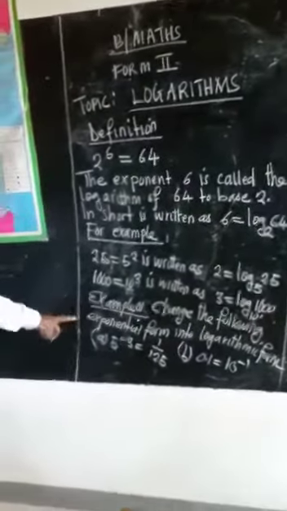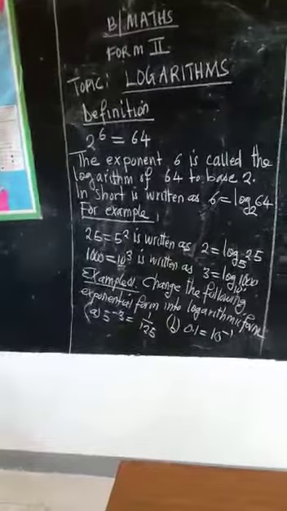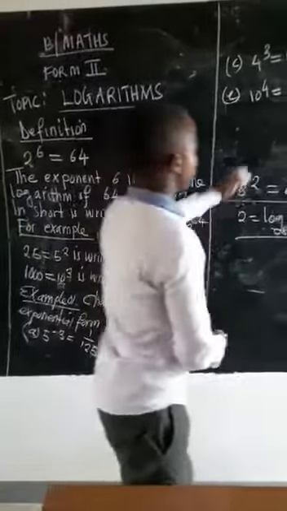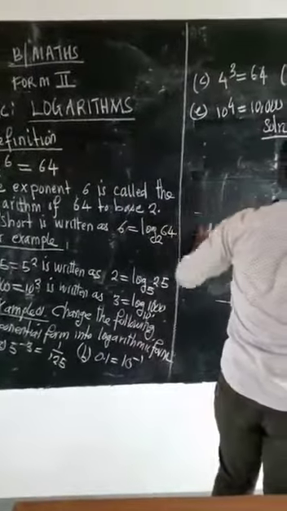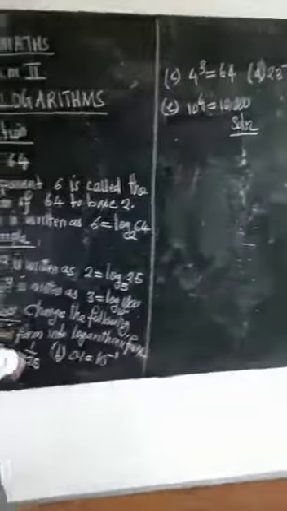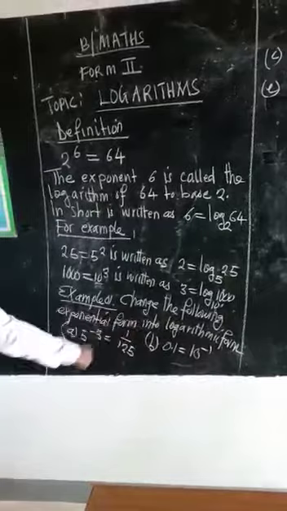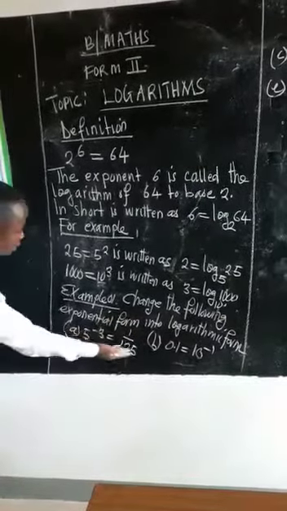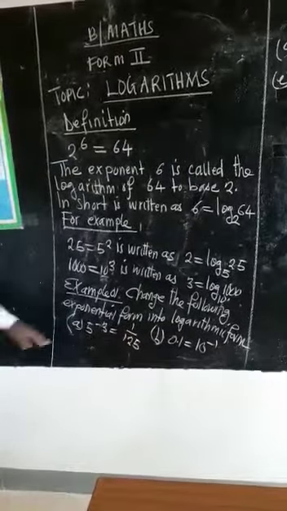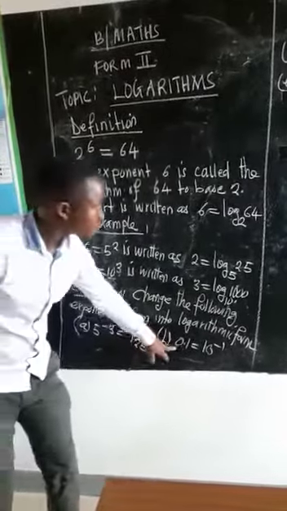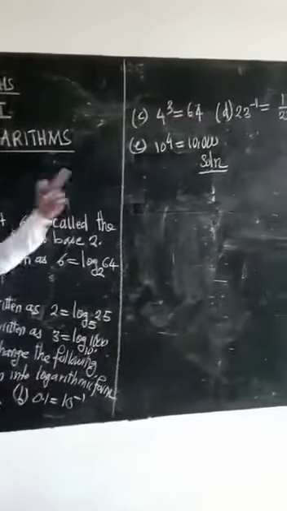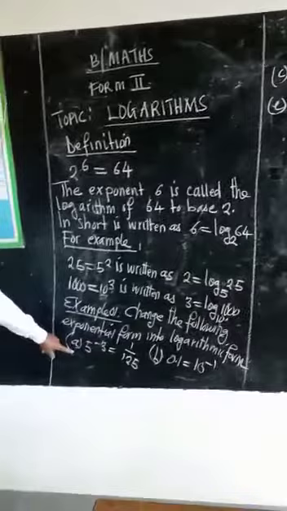Now, let us see example number 1. Let us go direct into example number 1. Change the following exponential forms into logarithmic form. We have been given these ones. These are in exponential form, as you can see, but we are changing them into logarithmic form. Let us start with A.